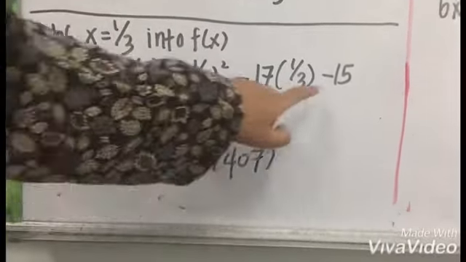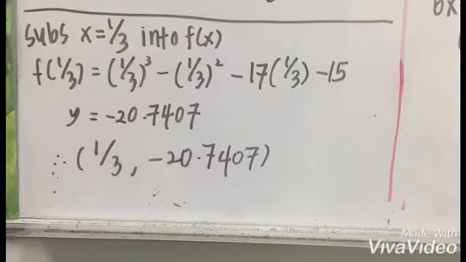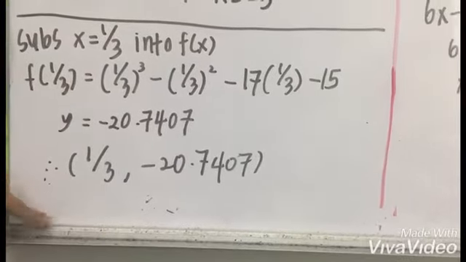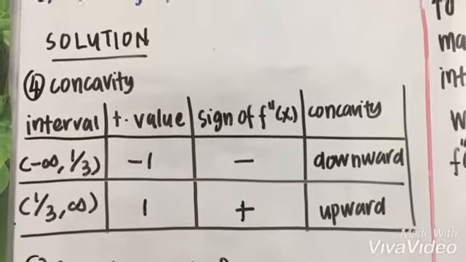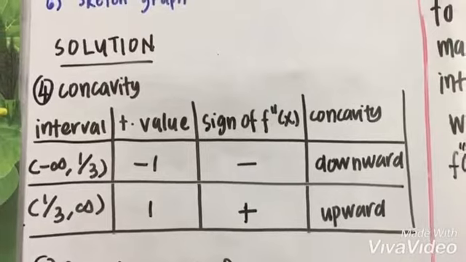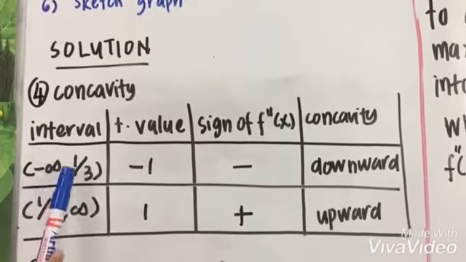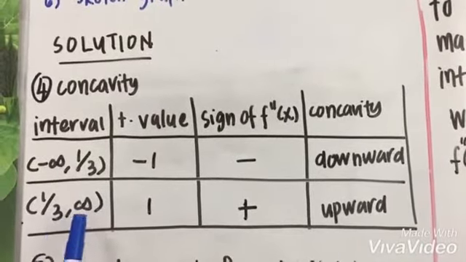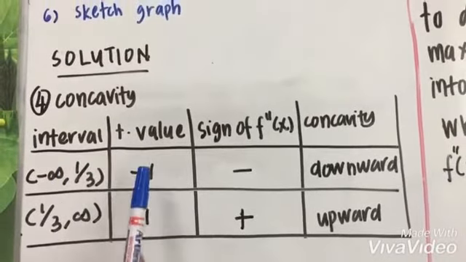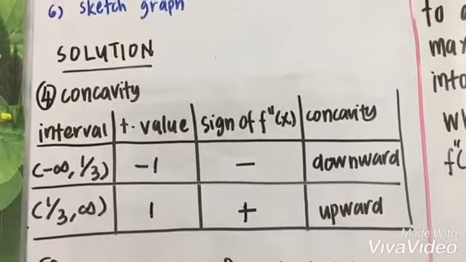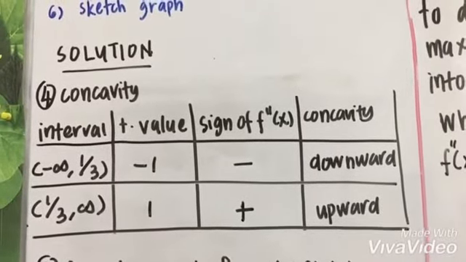So we substitute it, and we'll get y equals negative 20.7407, and the point is 1 over 3, negative 20.7407. Since the x value of the inflection point was 1 over 3, we put the intervals from negative infinity to 1 over 3 and 1 over 3 to infinity in order to find the concavity. The test value for the first interval, we take negative 1, and for the second interval, 1. It is advised not to take 0 as a test value because 0 is actually the natural value.